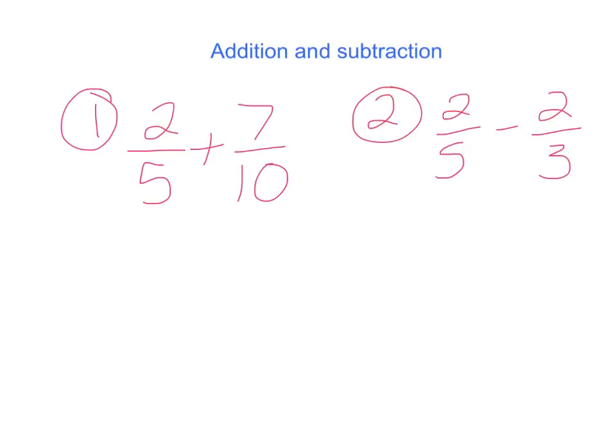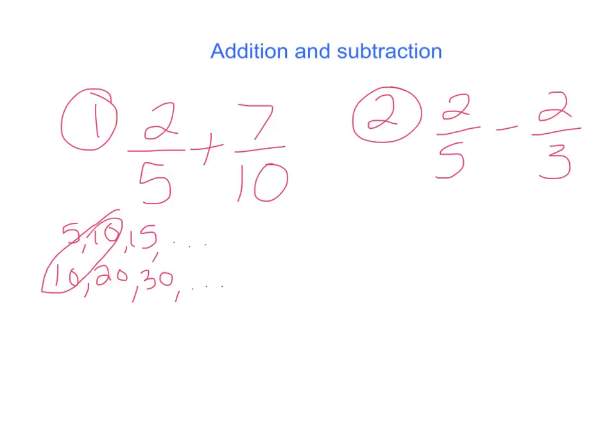Okay, so here are a couple examples of addition and subtraction where the denominator is not the same. So that means we need to find a common denominator between 5 and 10. Well, if we look at some multiples of 5, we have 5, 10, 15, and so on. If we look at multiples of 10, we have 10, 20, 30, and so on. Well, the least common multiple, or the least common denominator, is 10.